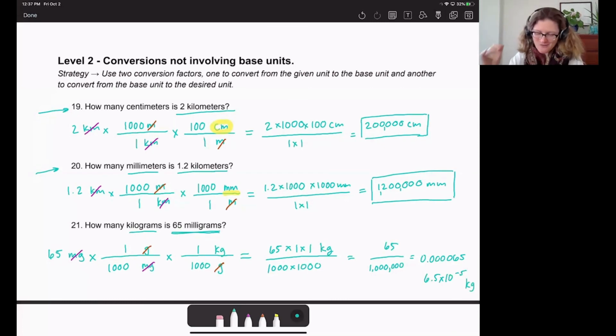All right, so that is my demonstration for how to use dimensional analysis to convert between metric system units that don't involve any base units. Good luck with the rest.